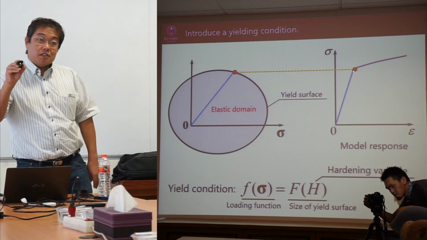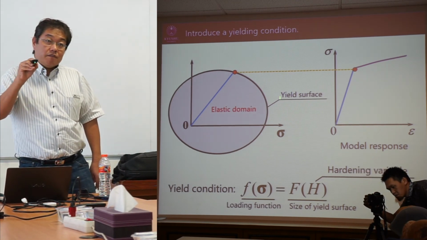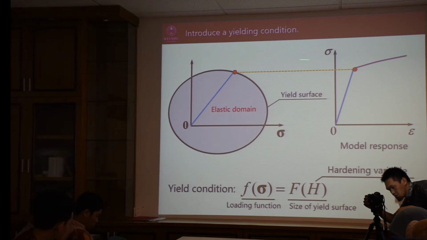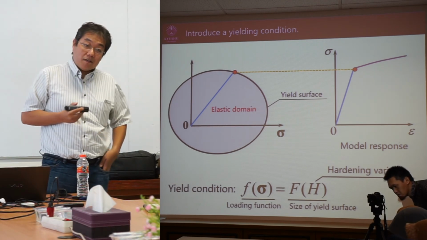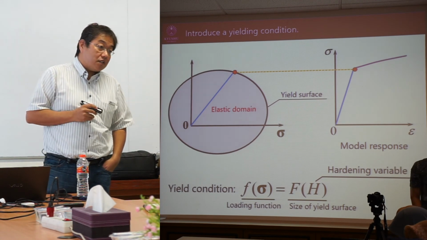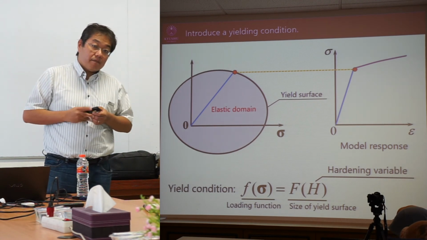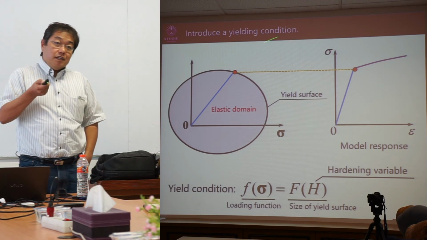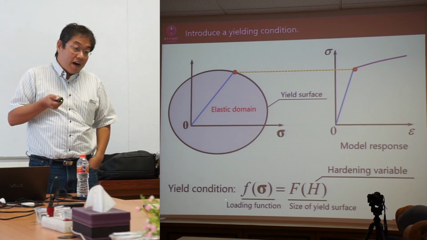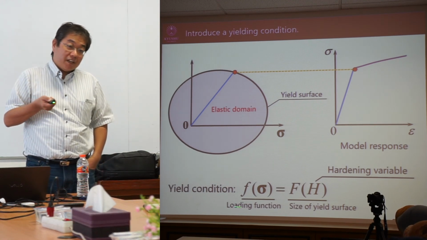So in this state, the surface becomes big, and plastic deformation occurs due to the expansion of the yield surface. This is a hardening process. In this process, we can write it by using this equation.